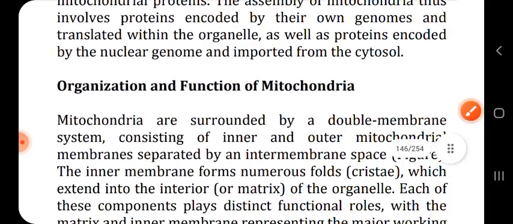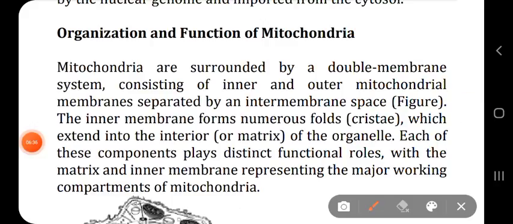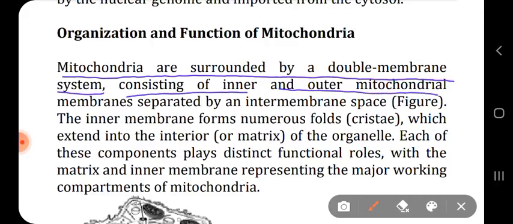Now let us see the organization and function of mitochondria. Mitochondria are surrounded by a double membrane system. You have seen the structure many times. They have an inner membrane and an outer membrane, and between them there is an intermembrane space.